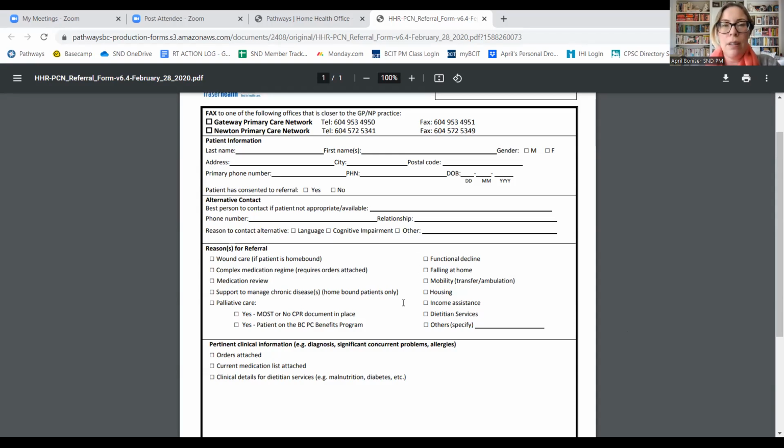Now, Jocelyn, on this referral form, if it was specifically for social work, would they just click off other and then write in social work here? Yep, or they could tick off housing, or they could tick off income assistance, right? They would just put some details, whatever those details might be, and then we would go from there.